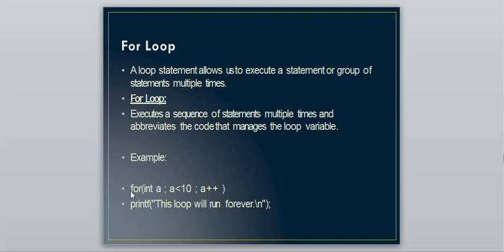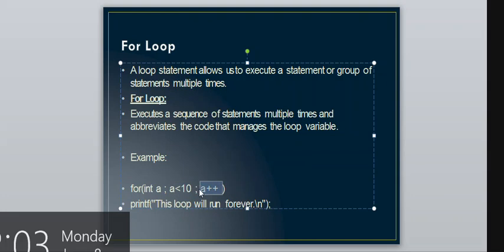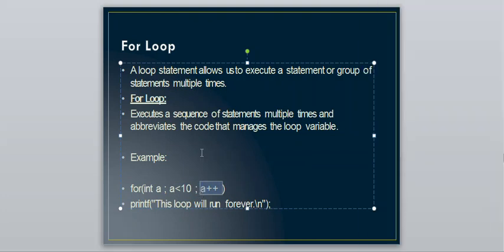Okay, this is the syntax of the for loop. It has three parts, which we discussed two slides before this. The three parts are: one is the initialization value, this is the condition, and this is the increment. You have to choose a variable name, and a is the variable here. We initialize a to be equal to 0.